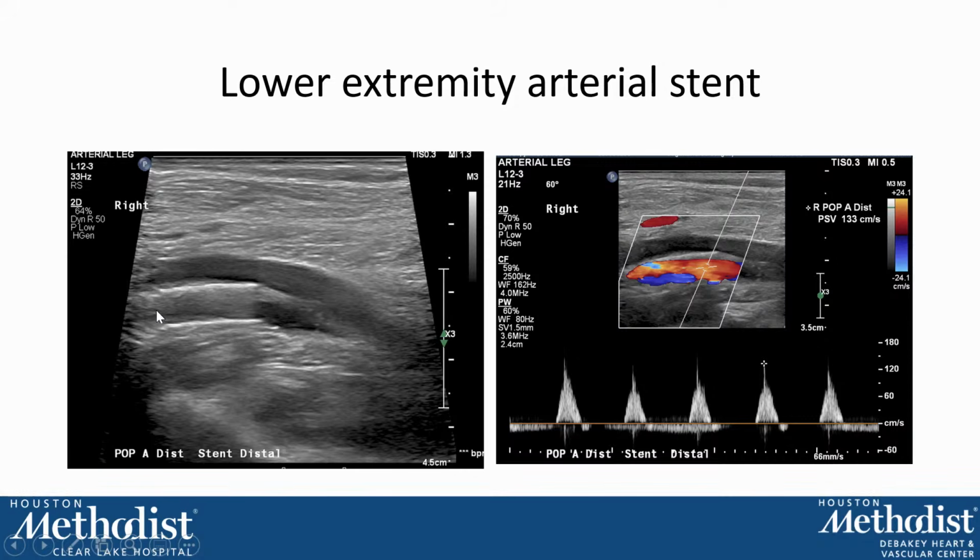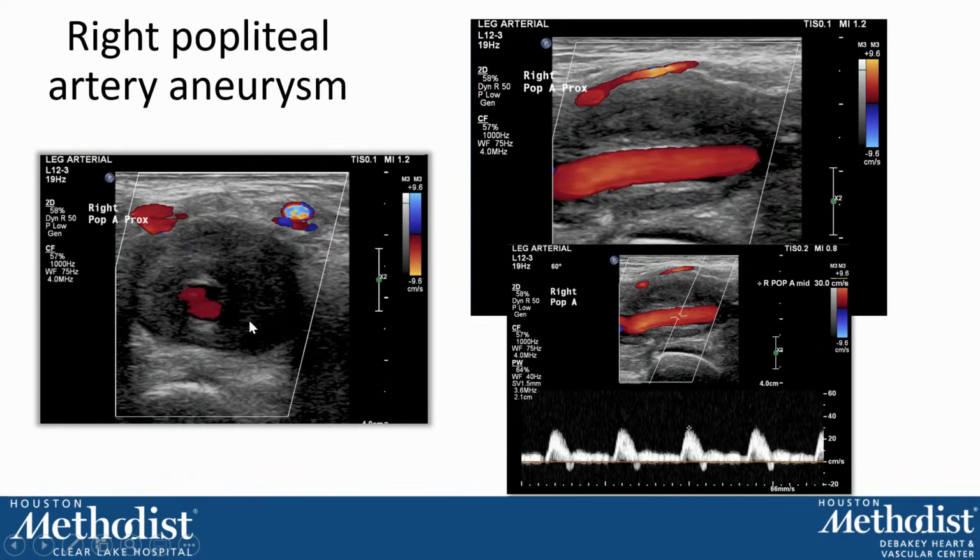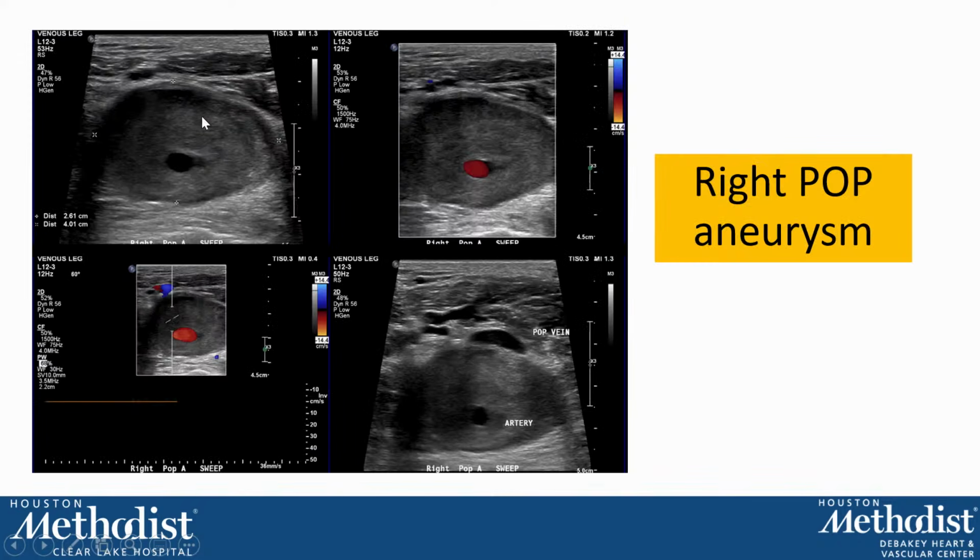Again, this is another lower extremity arterial stent, nicely opposed to the arterial wall. This is a patient with a right popliteal artery aneurysm. You see the aneurysm wall, thrombus, and we see a lumen from within, okay? Again, another popliteal aneurysm, large thrombus, and this thrombus is certainly quite significant there, and you see the patent lumen.